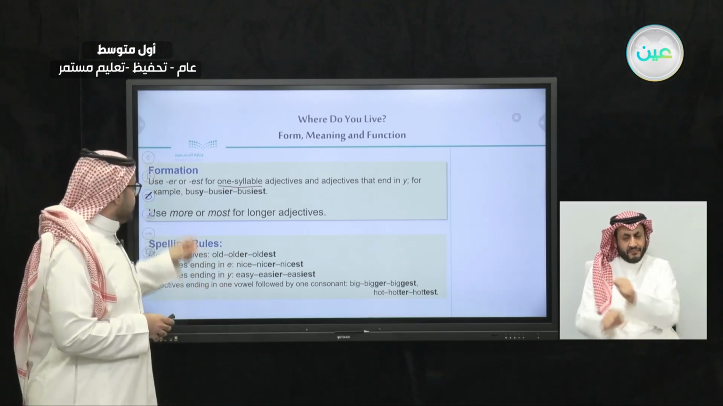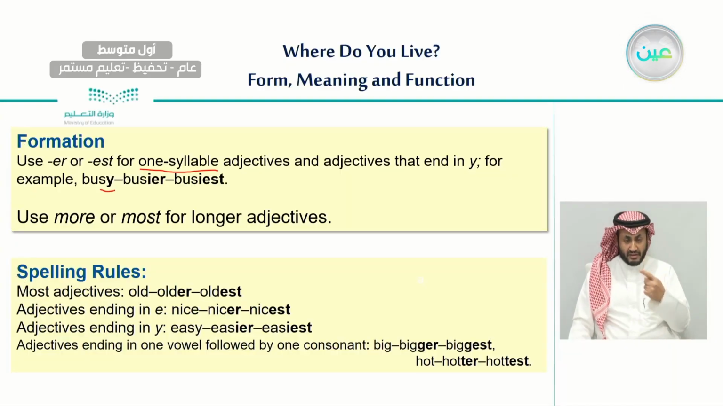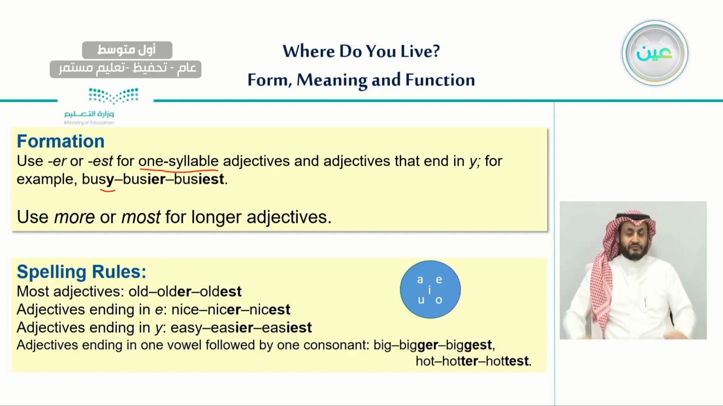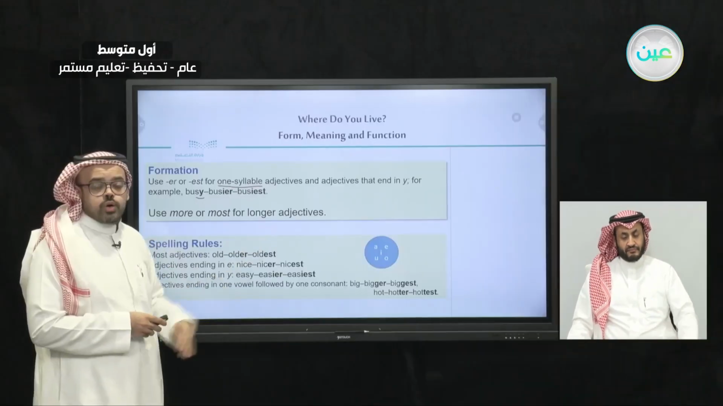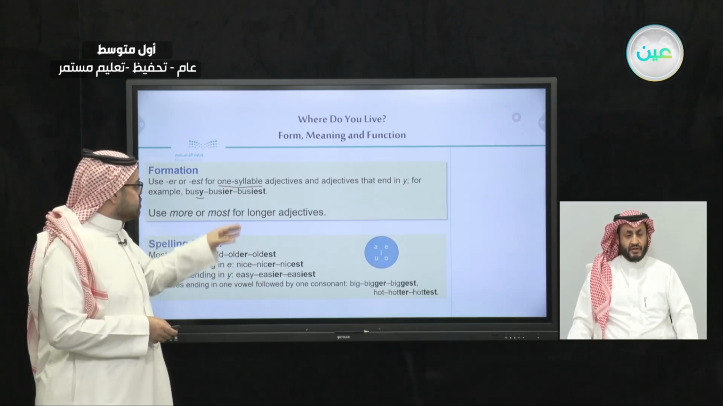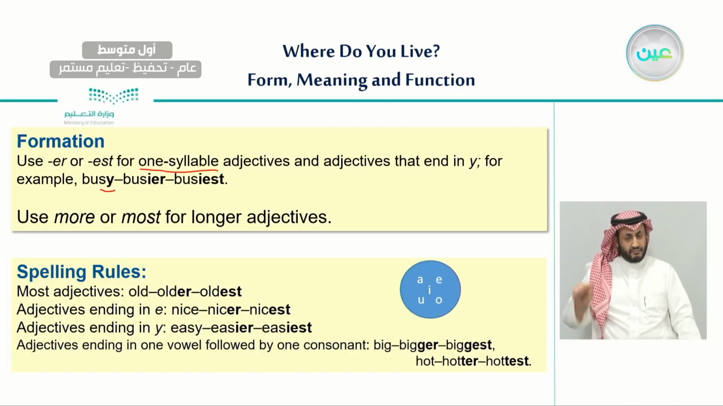The rule says that if we have an adjective that ends with y, like the word busy, we would change this y into an i, and we simply add er. And also, if we want to make the superlative form, we would change the y into i, and add est: the busiest. So busy, busier, the busiest. Also, we have other spelling rules.